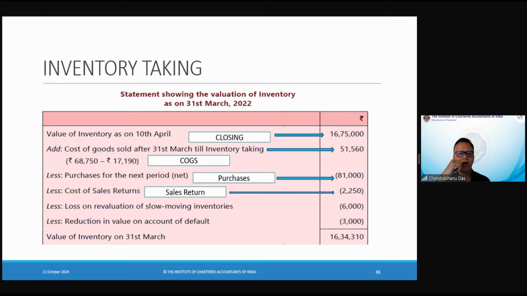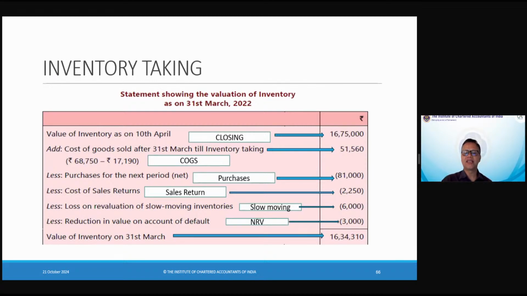2250. Then there is a loss on the revaluation of the slow moving inventories, which has happened. The loss is deducted because of the slow moving, 6,000. Then the customer is not ready to take it, so you are valuing it at NRV. You are getting 3,000, and with all this we get the value of inventory as of 31st March as 16,34,310. So this is the value of the inventory. So in this problem, if you have any questions, you can ask me.